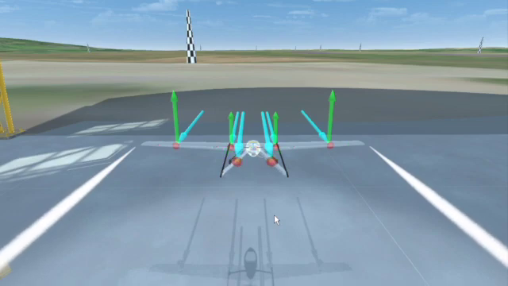The elevator provides the roll to the left and right motion, as well as the ailerons. The throttle is also checked to ensure the UAV provides the correct motion.